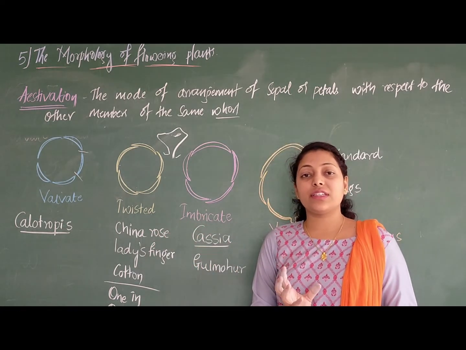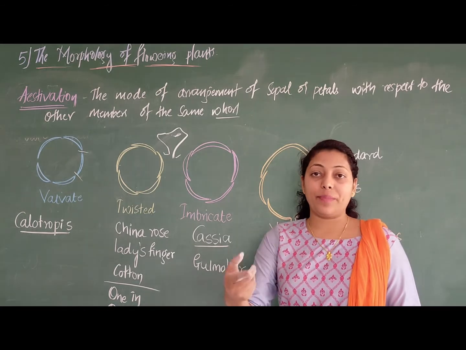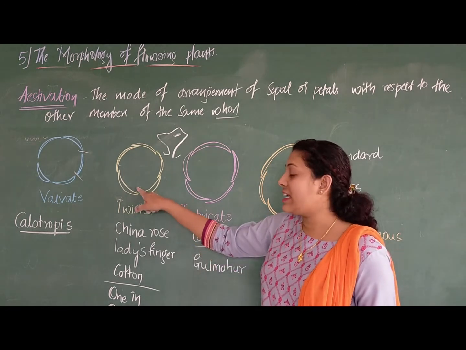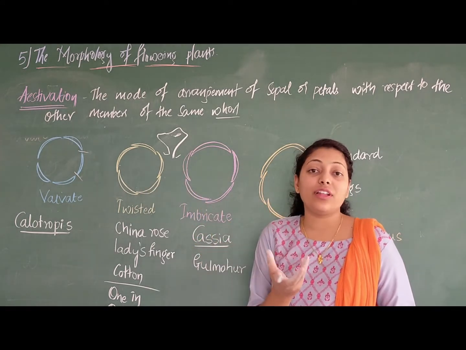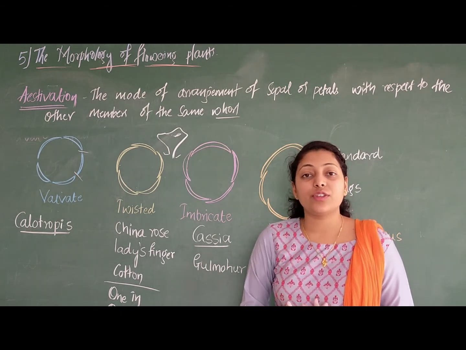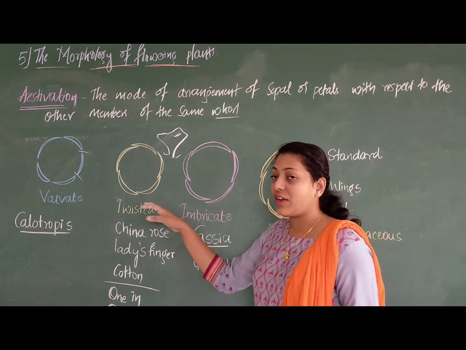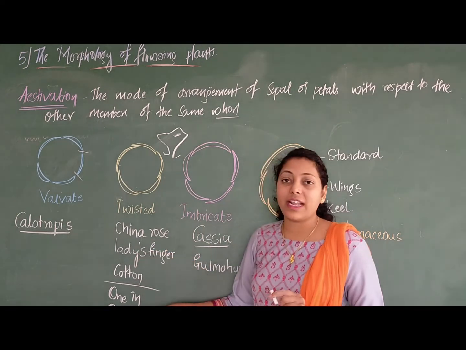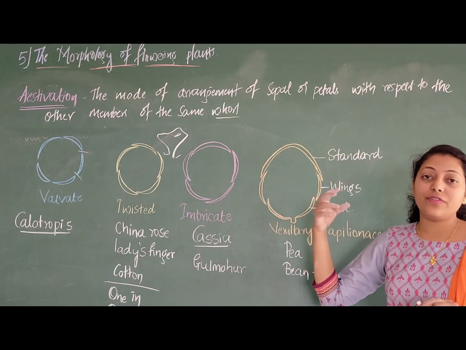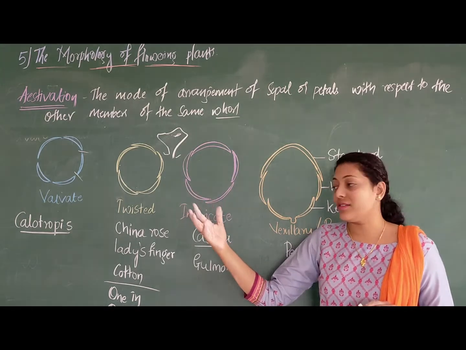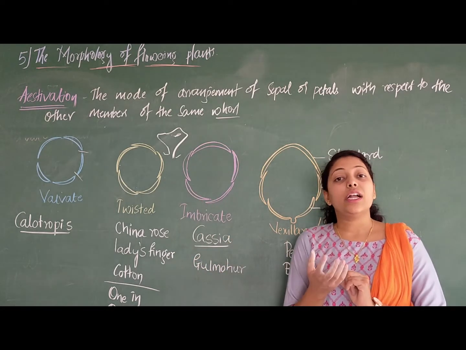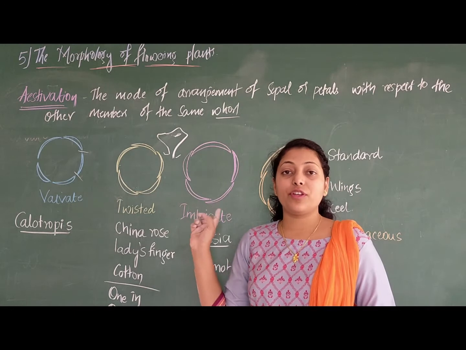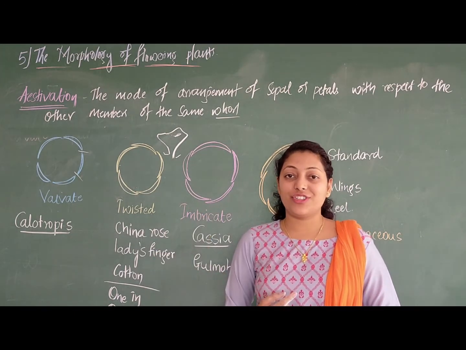So in twisted aestivation, we see regular overlapping. Here you can see the overlapping is regular. One is in and the other is out, one is in and the other is out. So this is a regular fashion which we see. That's why we call it twisted aestivation. Examples: it is found in China rose, lady's finger and cotton. China rose is commonly called hibiscus. In the flowers of China rose, lady's finger and cotton, you see twisted aestivation, wherein one margin of the sepal or petal overlaps with the next margin.